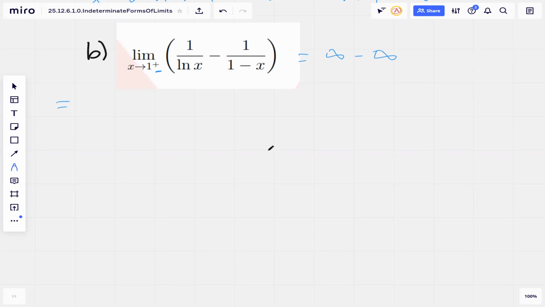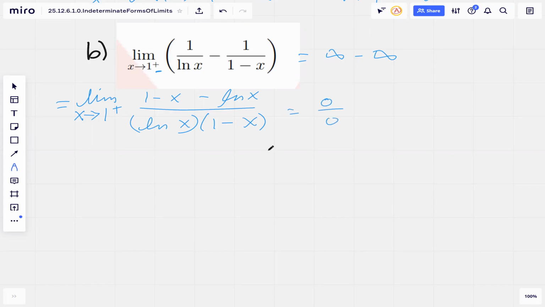Okay, so let's see what we can do. So I might suggest putting everything over a common denominator. So again, limit as x approaches 1 from the positive side. We need to cross multiply. Right, so we end up with 1 minus x minus ln x all over ln x times 1 minus x. Okay, so now again, when we look at the limit, let's see, we get 0 over 0 this time. So now let's see if we can use L'Hopital's rule. So we're going to apply L'Hopital's rule.